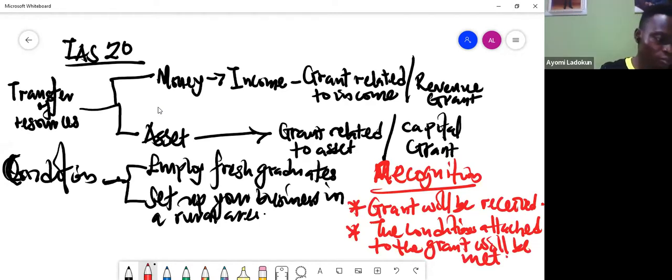before you can recognize government grants. Is that okay? The examiner may not even bother you around that. But that's it. So let me now go to measurement, then we can call it a day.